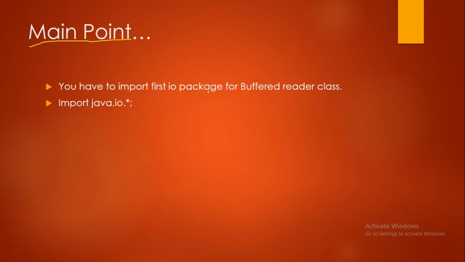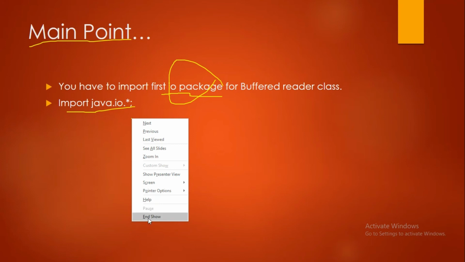The main point, if you are using the InputStreamReader and BufferedReader classes, is that if you want to use them as input reader classes, we have to import the package. That package is the input output package, the io package. We use import java.io. So this is an important thing: before using them, we have to import the io package. I hope you understood this input stream class. Thank you very much.